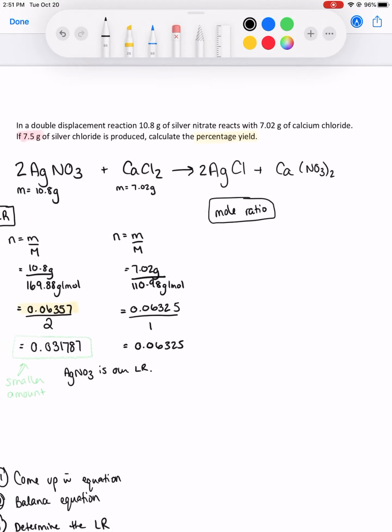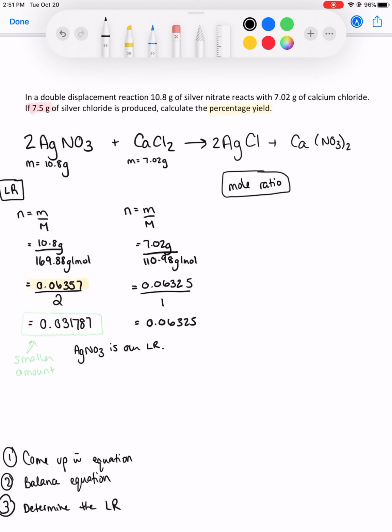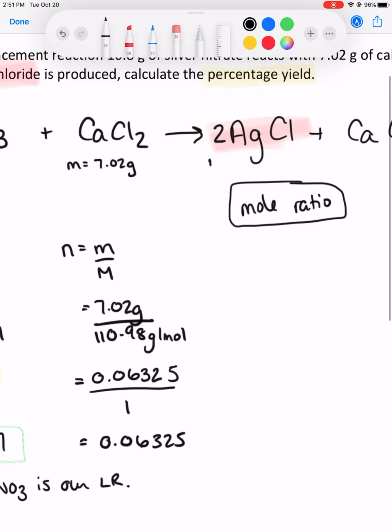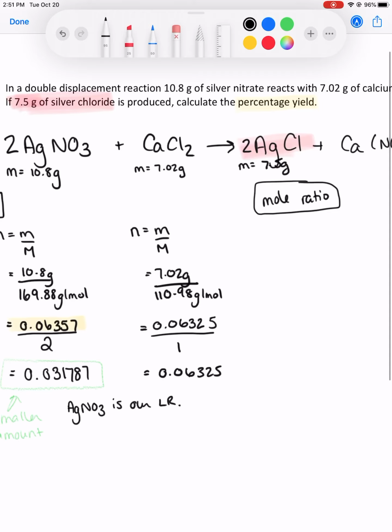And then again, going back to our question, silver chloride. Silver chloride is this guy here. So I could have actually put its mass in, but we don't really need it right now. 7.5 grams. Okay, so we're going to do a mole ratio so we can figure out the amount of moles of AgCl, so silver chloride.